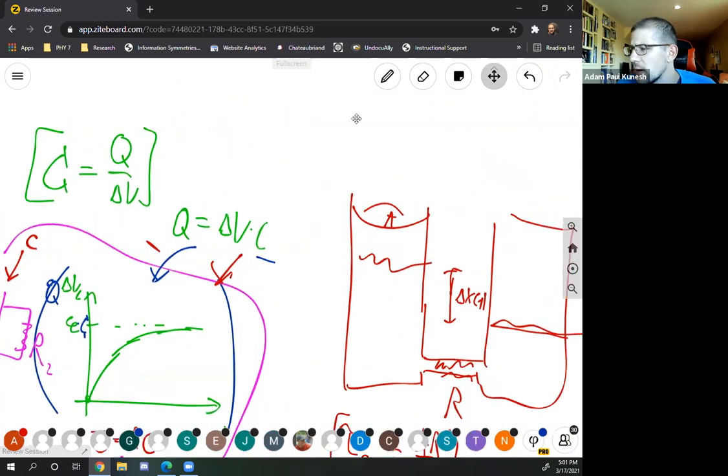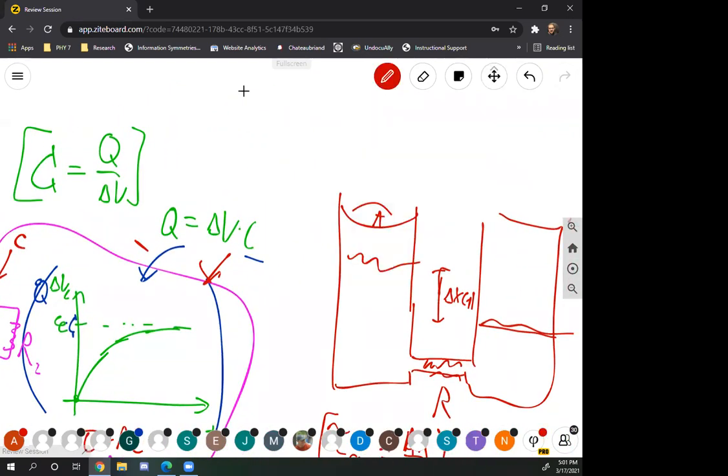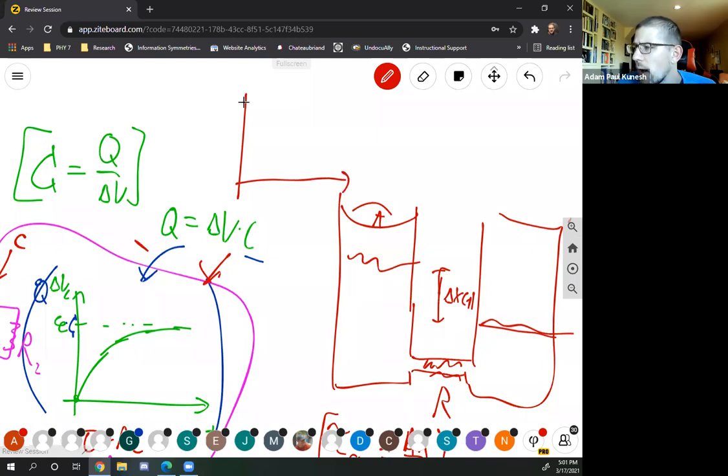For discharging, it is more like an archetypal graph. So discharging, here's my Q, say. I start out with some Q naught, and it will discharge down to 0 with the same time constant. So that's what discharge looked like.